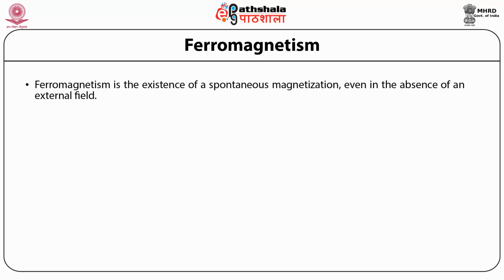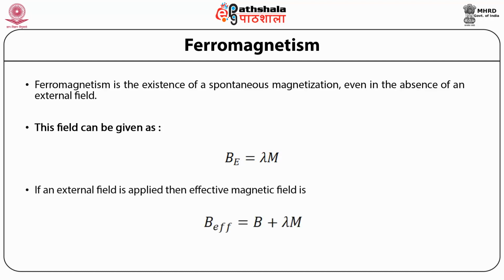So Weiss named this the exchange magnetic field and treated it as equivalent to a magnetic field B_E. This field is proportional to the magnetization M and expressed as B_E equal to lambda M, where lambda is a constant and is independent of temperature. The effective magnetic field on the atomic dipole is therefore B effective equal to B plus lambda M.